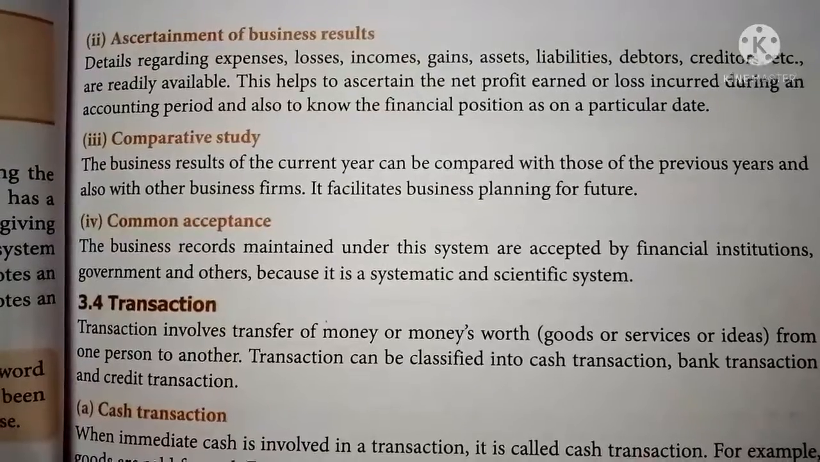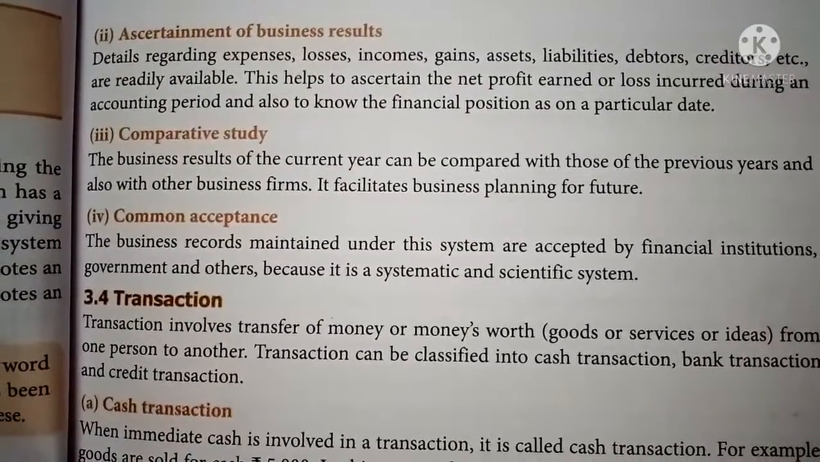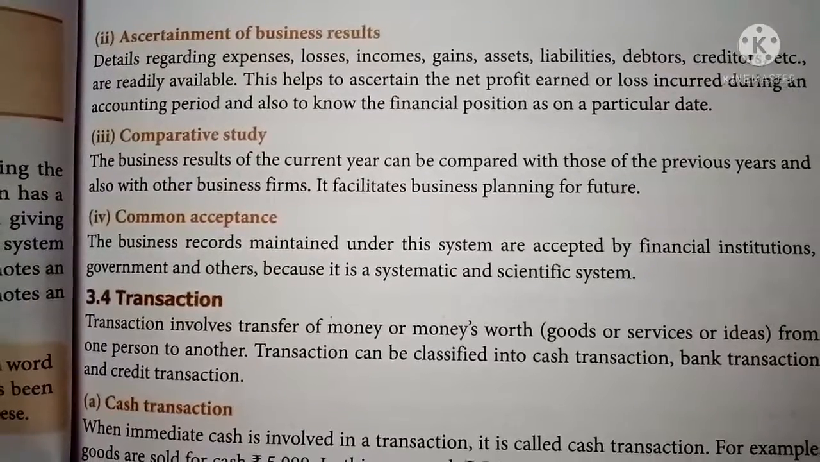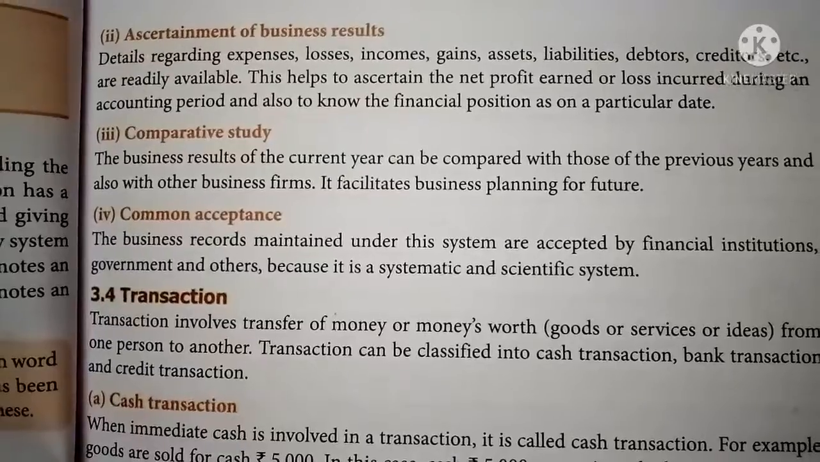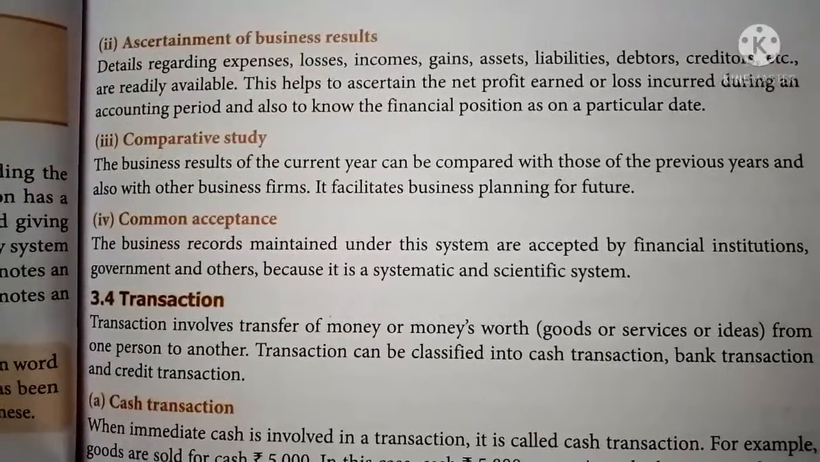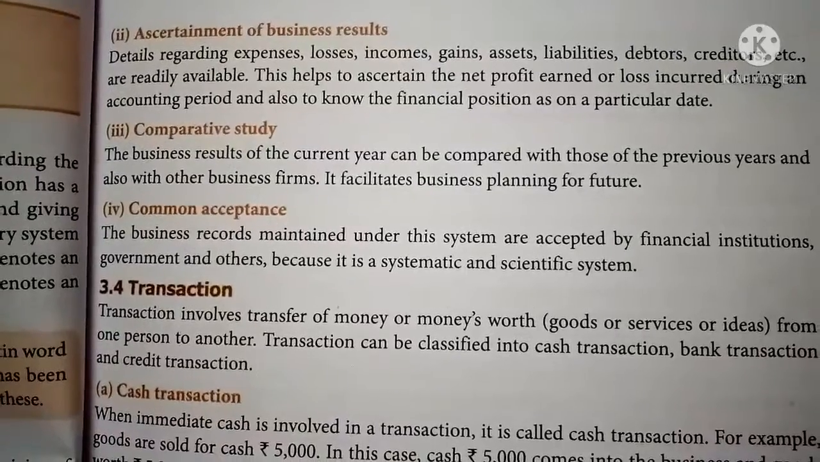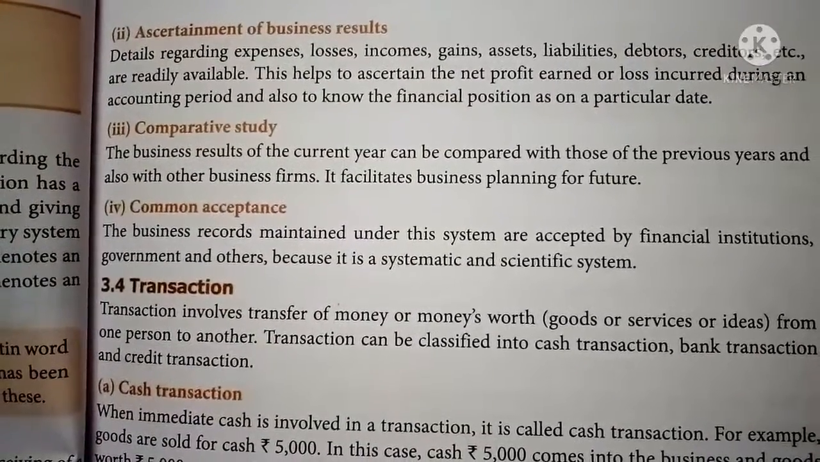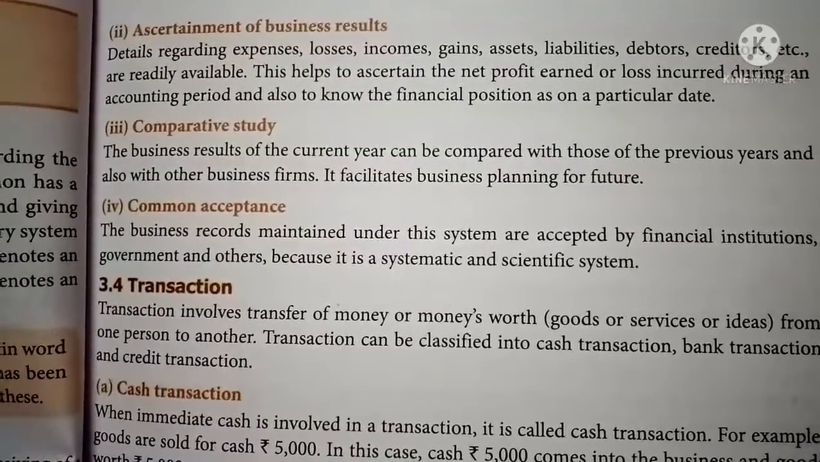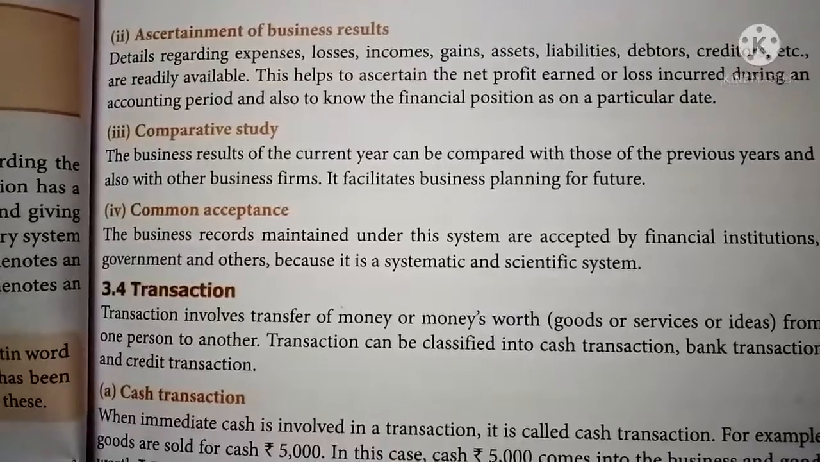Comparative study. The business result of the current year can be compared with those of the previous year and also with other business firms. So it facilitates business planning for the future. With the help of the double entry system of bookkeeping, we can compare one year's information with the previous year's, assess the growth of the business, and also assess the position of the business in society by way of comparative study.